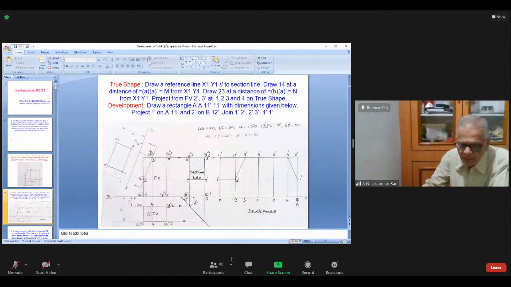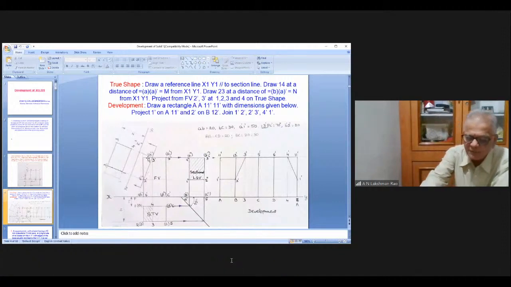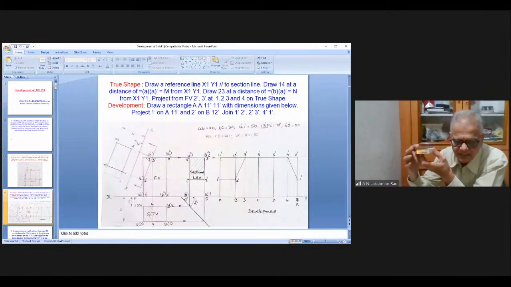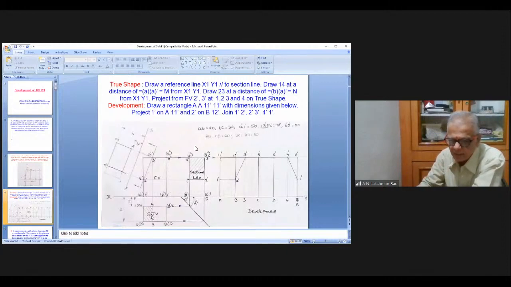This is the true shape. When I see from top, this is the top view which has been cut off. This white portion which has been cut off is section 1 that I have hatched here. Hatching is drawing parallel lines. Now, this is sectional top view, STV.